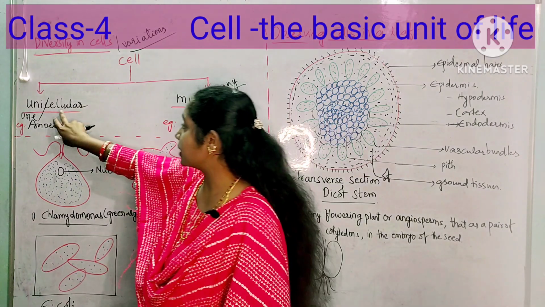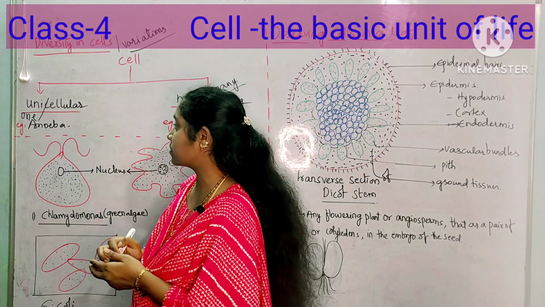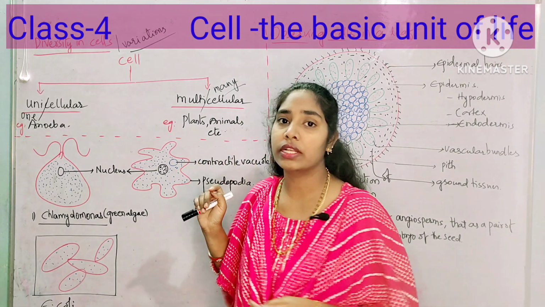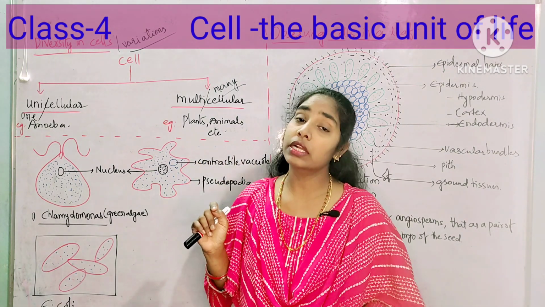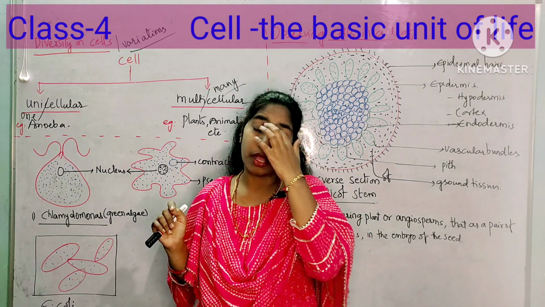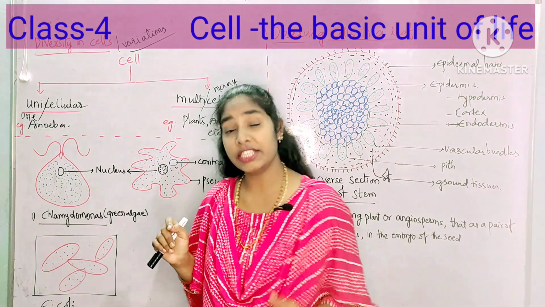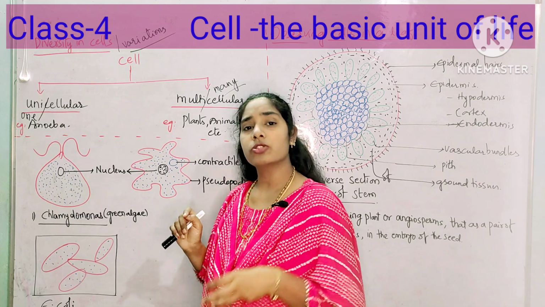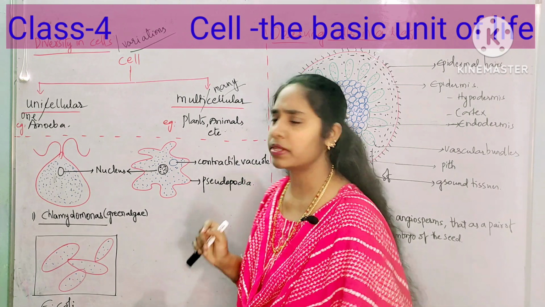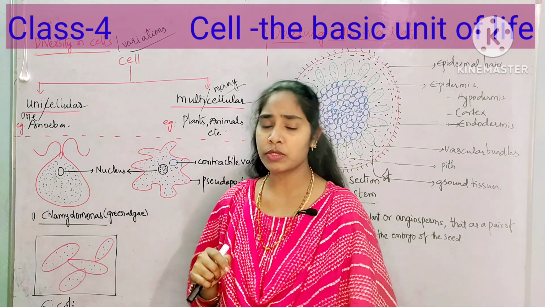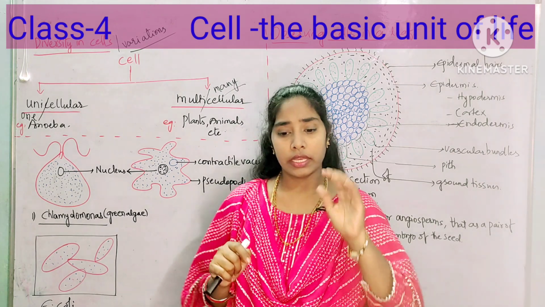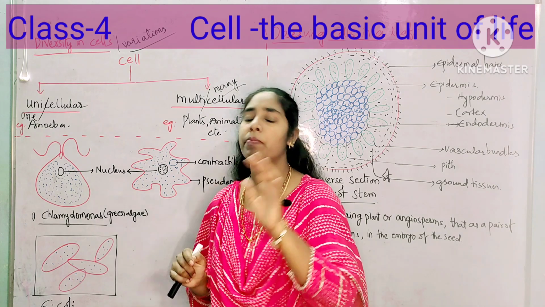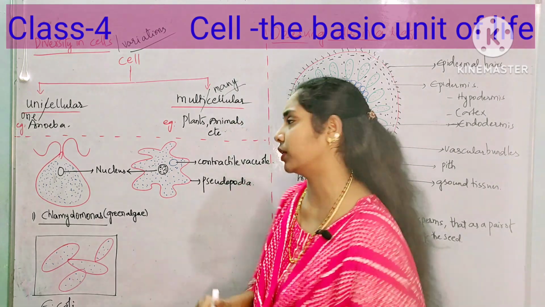So the examples for unicellular organisms are amoeba, Chlamydomonas, Euglena, Paramecium, Escherichia coli, we call it E. coli. You can give many examples under unicellular organisms, but for a simple idea at this level, if you have the examples of amoeba, Paramecium, Euglena, that's more than enough.